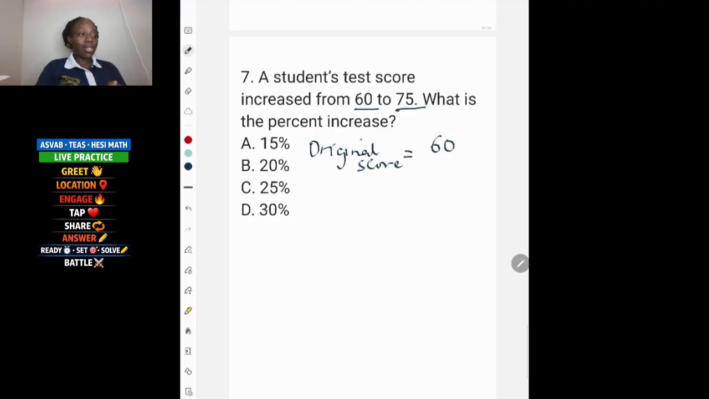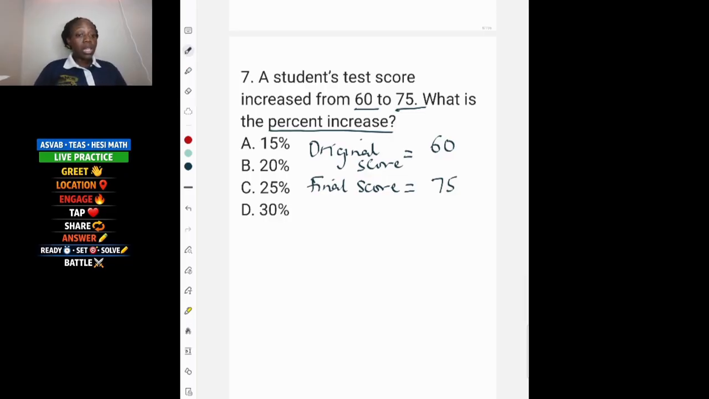Original score is 60. Final score is what? Final score, or the new score. Final score is 75. Then what is now the increase? We want to find what? Percentage increase. Is there a way to find percentage increase without finding the increase?